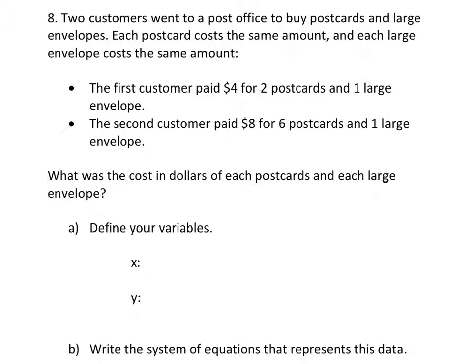So if we read, it says 2 customers went to a post office to buy postcards and large envelopes. Each postcard costs the same amount, and each large envelope costs the same amount. The first customer paid $4 for 2 postcards and 1 large envelope. The second customer paid $8 for 6 postcards and 1 large envelope. What is the cost in dollars of each postcard and each large envelope?